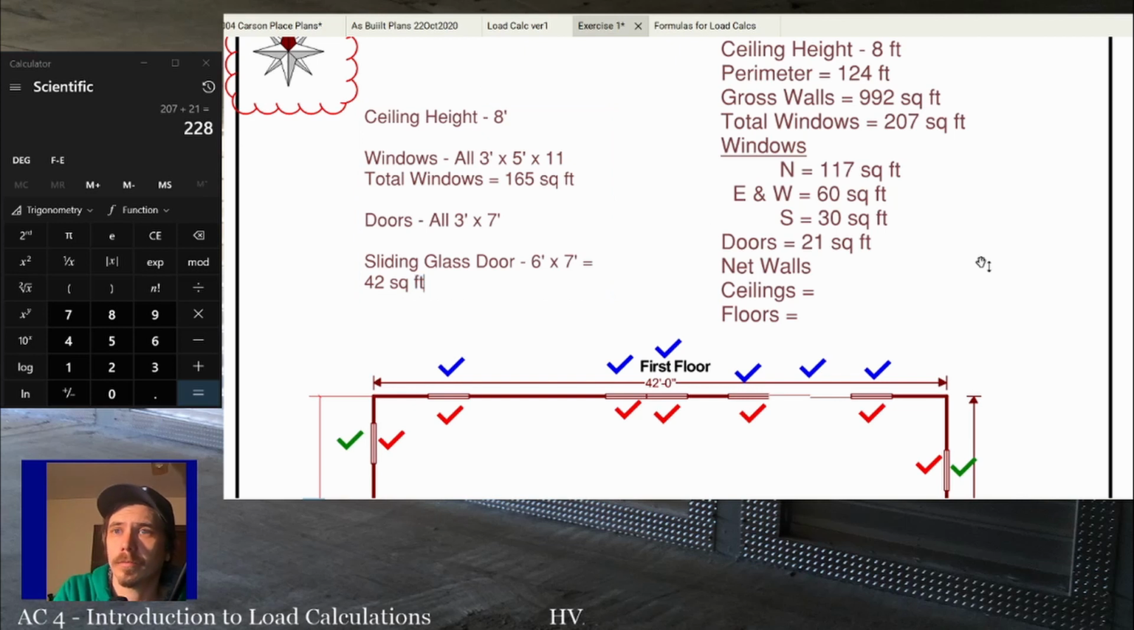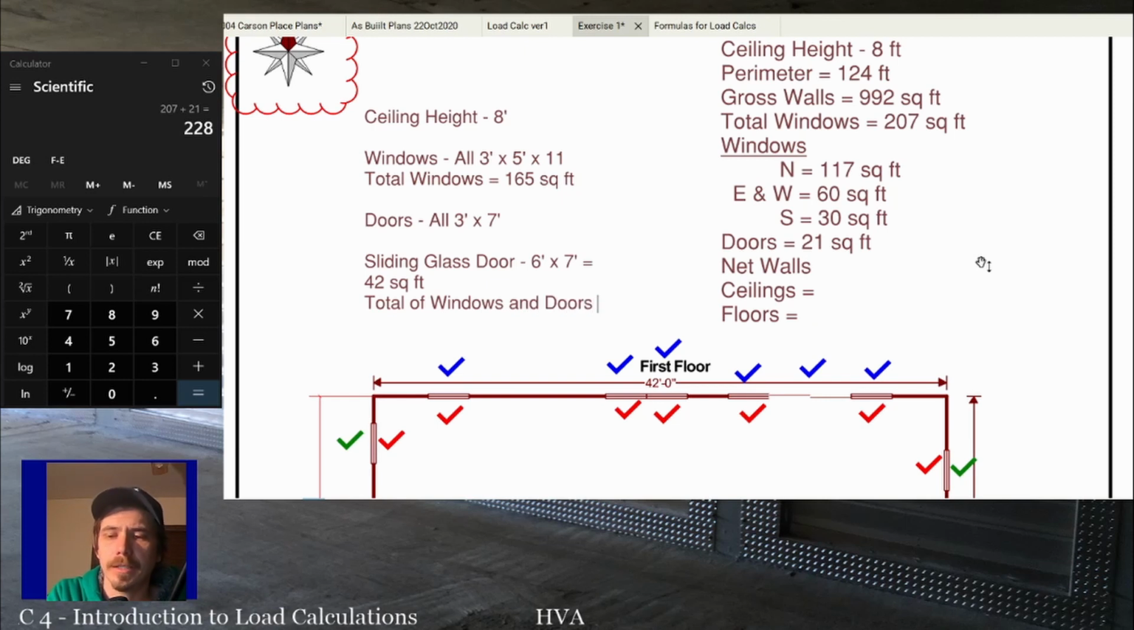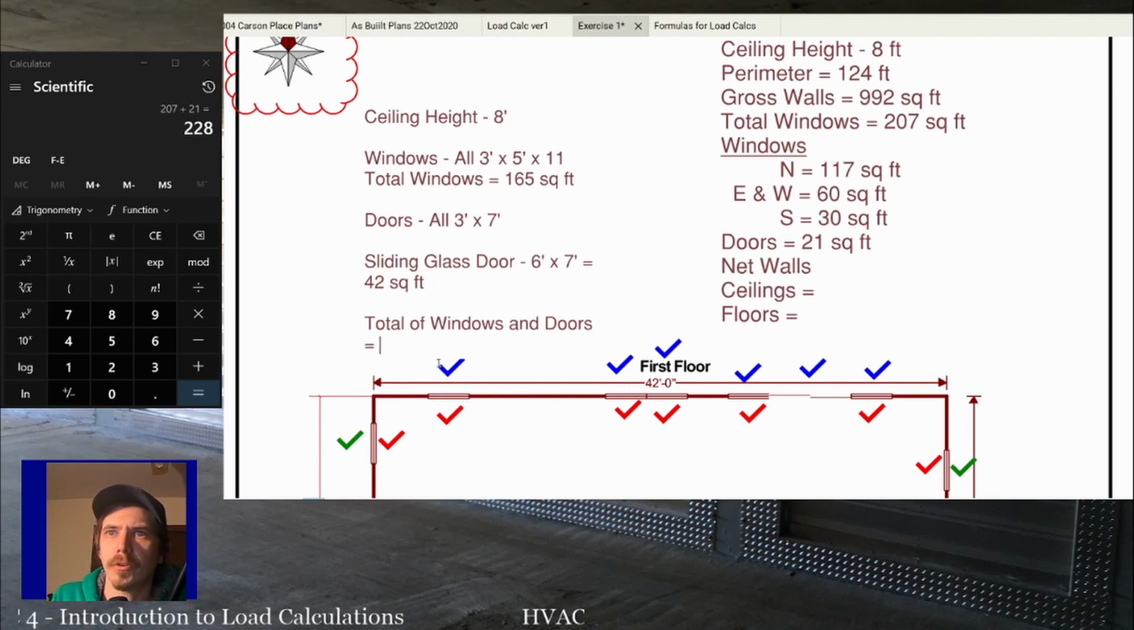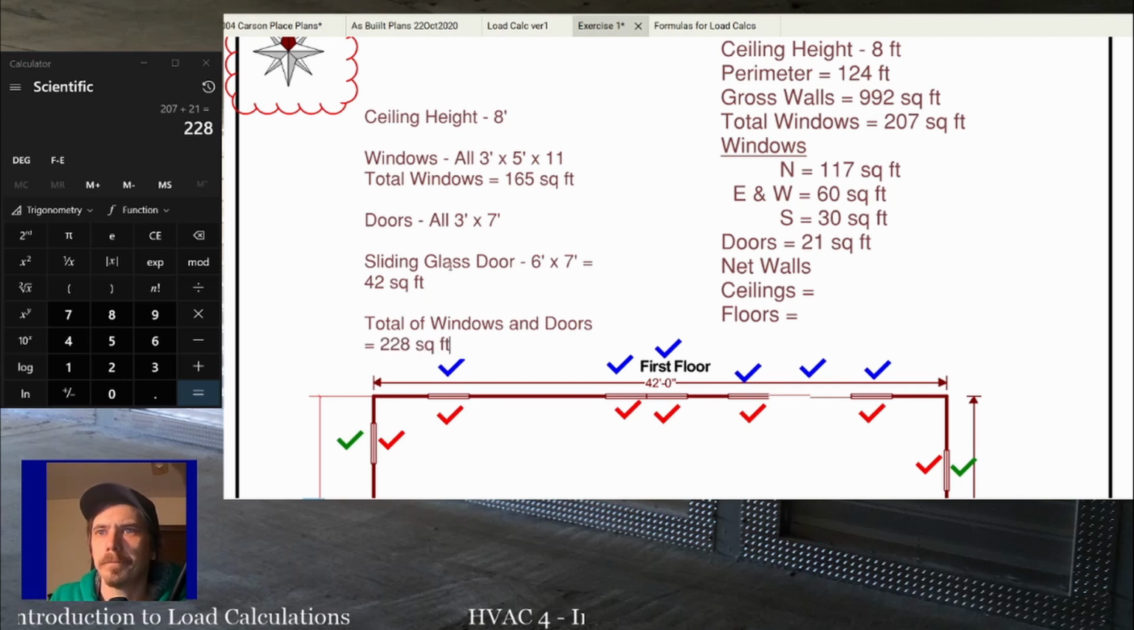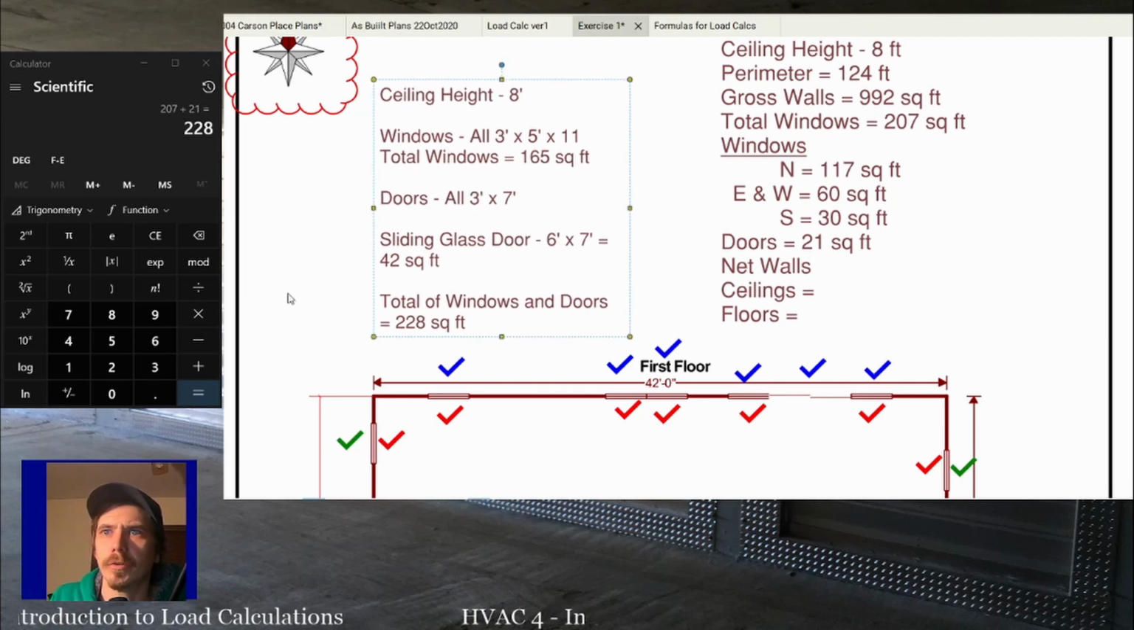Write that number down somewhere so you've got it. I'll put it here: total of windows and doors. Honestly, I should add a place on all your sheets for that because you use it later in infiltration and other calculations too. It's a good number to have written down, especially if it's hard to get. If you've got 10 doors and all kinds of different sizes of windows, have the total written down so that it's already there and you can use it when you need it. So the total of the windows and doors is 228.